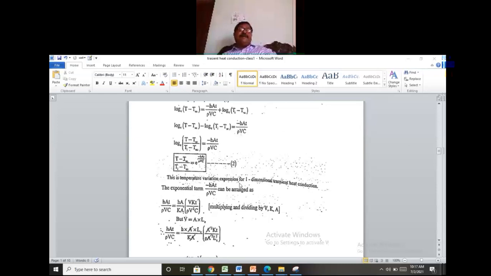This is a temperature variation expression for one-dimensional transient heat conduction. This is the temperature distribution for the one-dimensional transient heat conduction.